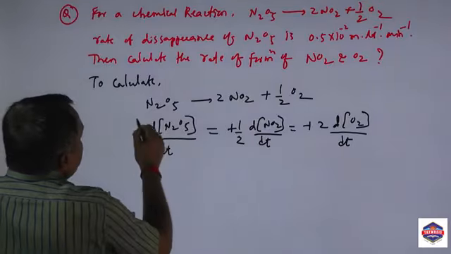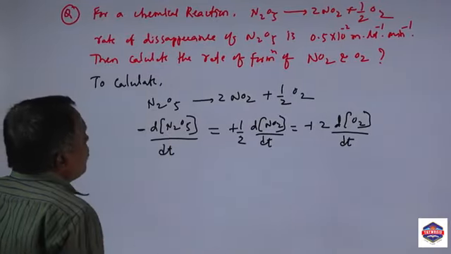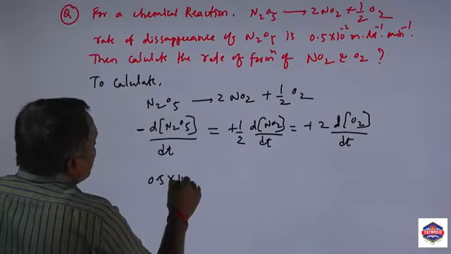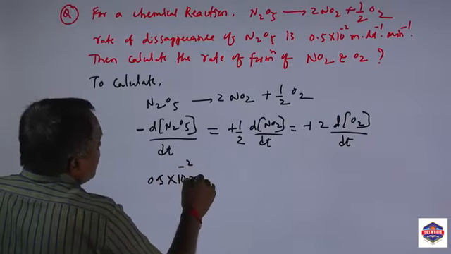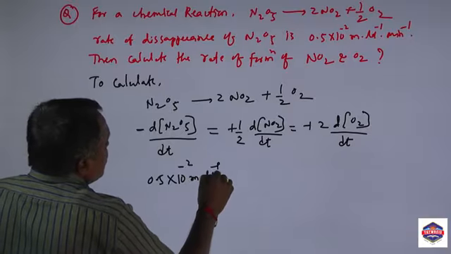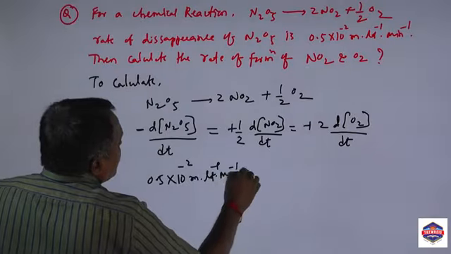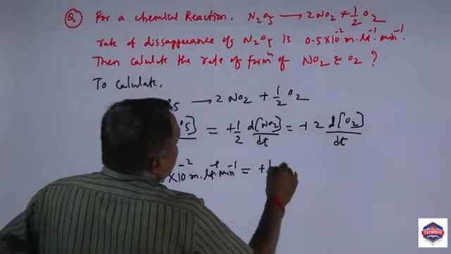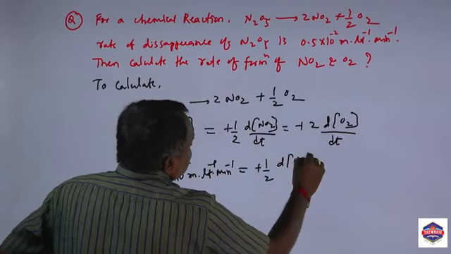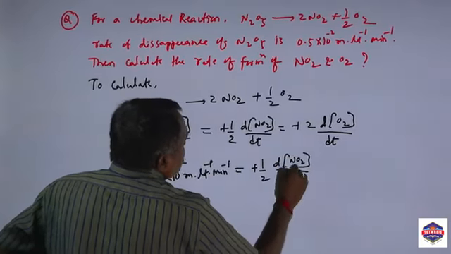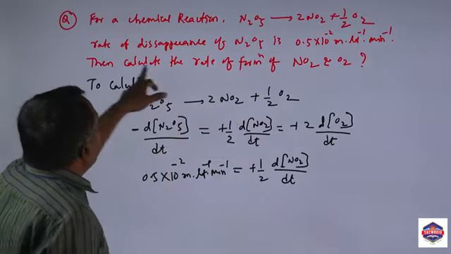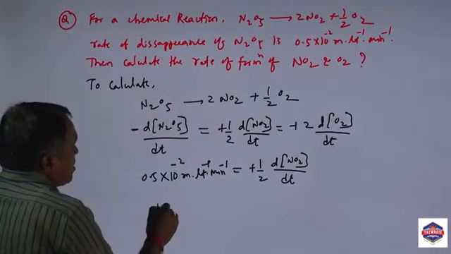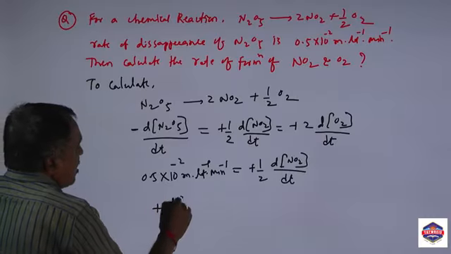But this one is given. Negative dN2O5 by dt is given, that is equal to 0.5 into 10 to the power of minus 2 mole liter inverse minute inverse. And how can we calculate 1 by 2 dNO2 by dt? We want only the rate of formation of NO2, so the rate of formation of NO2 is plus dNO2 by dt.